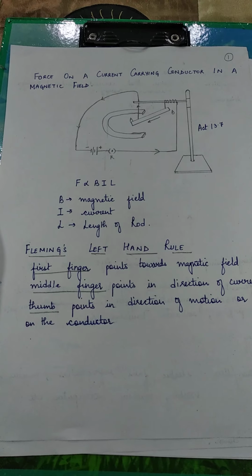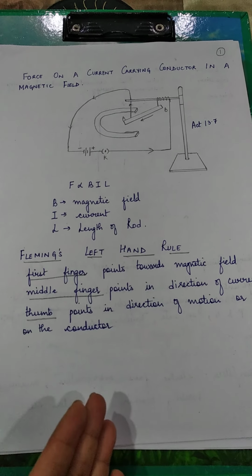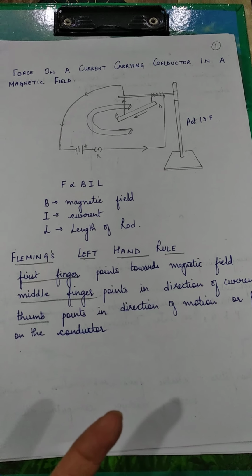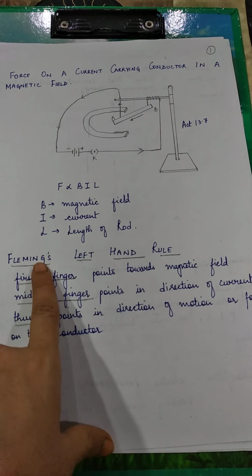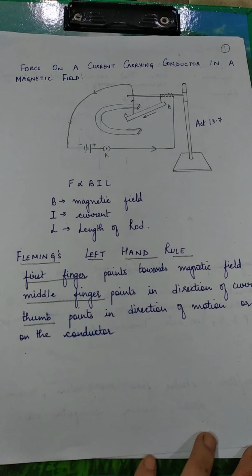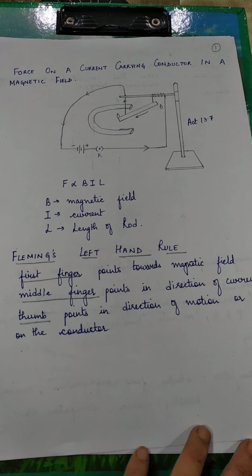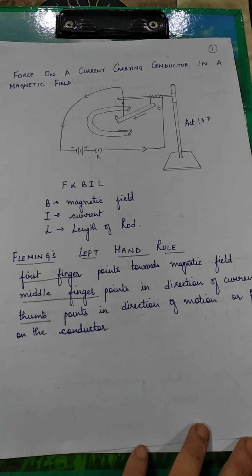Now the question arises: can we know the direction of the force? Like in which particular direction is the rod going to move? Yes, we can find it out using Fleming's left-hand rule. In the initial tutorial, we have already studied the right-hand thumb rule, the Maxwell's corkscrew rule. What was that?